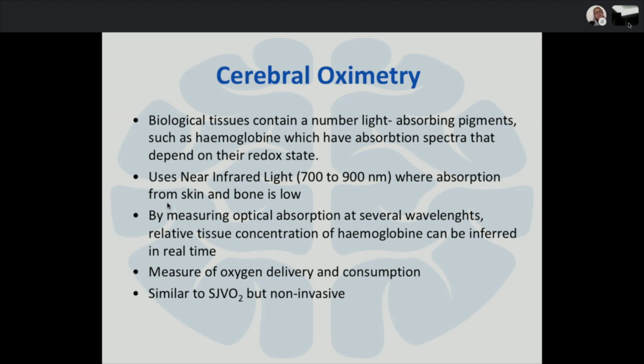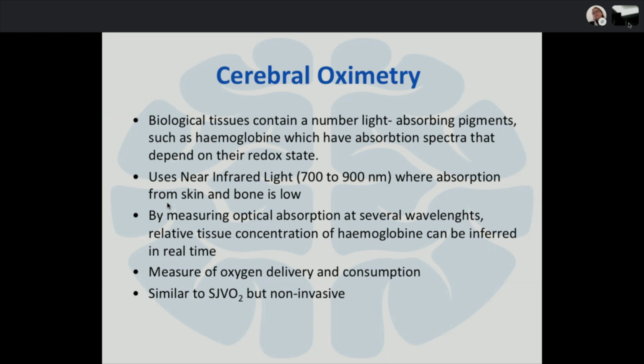Last part, oximetry. Cerebral oximetry, which I hope you will see this afternoon in the workshop. Again, I'm really sorry that I won't be physically there. These are the physical principles. So the biological tissues contain a number of structures which are pigments and which are able to absorb the light.